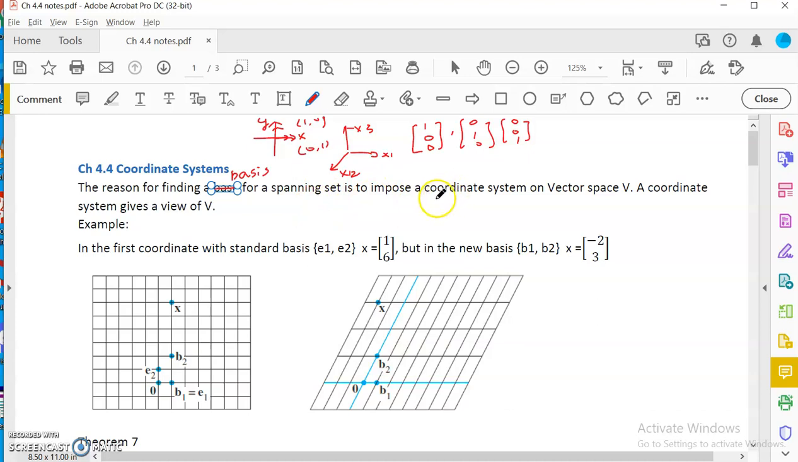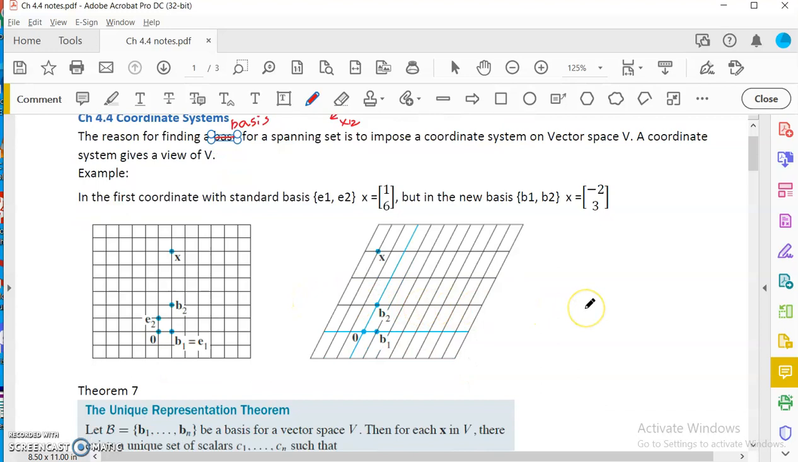We actually spent a lot of time in 4.3 discovering whether a set of vectors are bases for R3 or spanning sets. What we want is to use a new basis to rename our vectors. Just like in the standard basis E1, E2, if I have a vector (1, 6), this is the origin (0, 0), and (1, 6) is here. This is 1 and then 6.